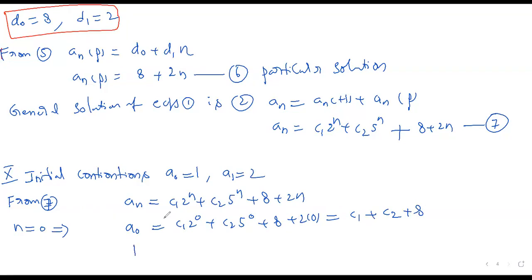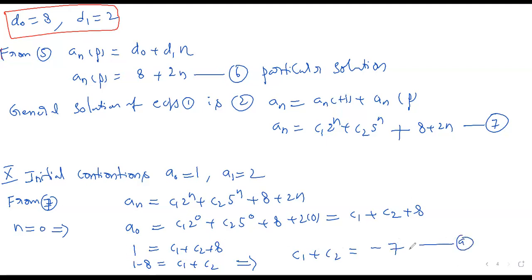A naught value is already given: 1. So 1 equals C1 plus C2 plus 8. This 8 comes to this side: 1 minus 8 equals C1 plus C2. Finally, we get C1 plus C2 equals minus 7. Suppose this is equation A.